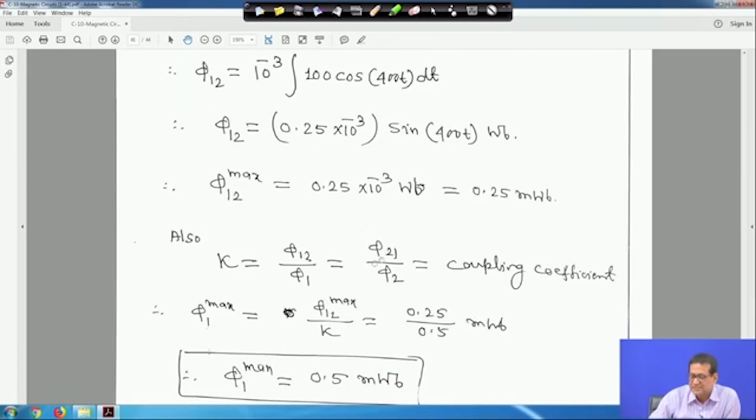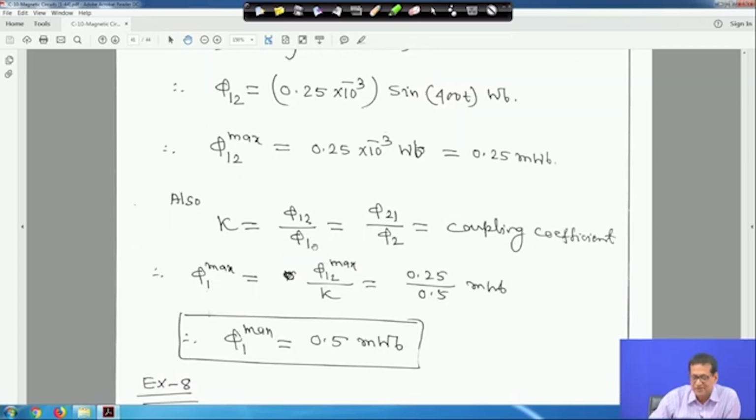So, that means K is equal to φ12 upon φ1. φ1 is the total flux and φ12 is the flux linking the other coil. So K is equal to φ12 upon φ1, or equal to φ21 upon φ2, where φ2 is the total flux and φ21 is the flux linkage in coil 1. Either you can write K is equal to φ12 upon φ1 or φ21 upon φ2. This is also the coupling coefficient. You should know this.